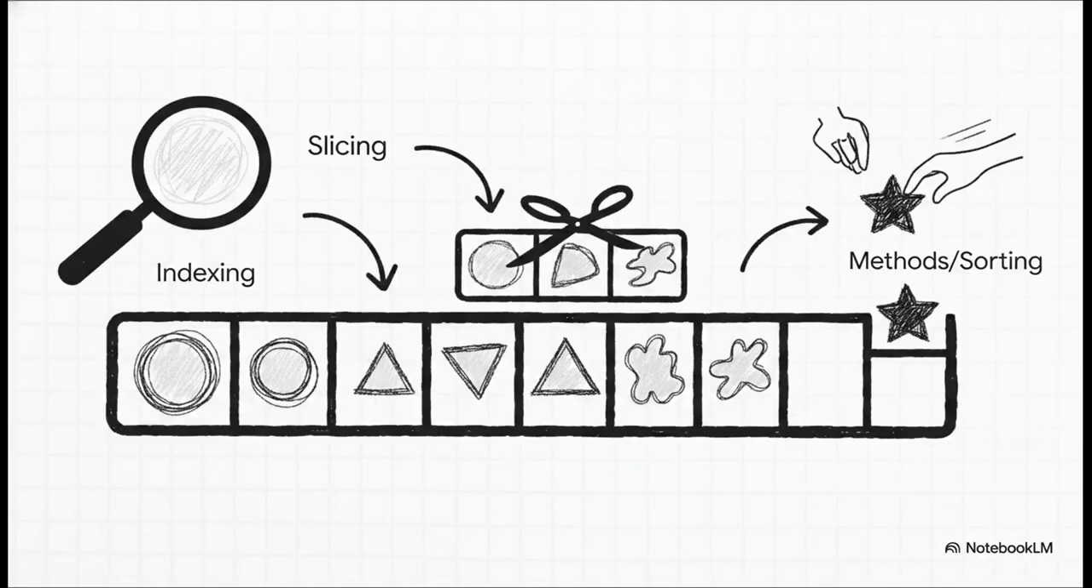A list is this super powerful data structure that lets you hold dozens, hundreds, or even thousands of related values all packed into one single variable. You can find specific items using what's called indexing, grab specific chunks of data using slicing, and use special built-in methods to easily sort, add, or remove info. And you get to do all of that without needing 1,000 separate labeled storage boxes.